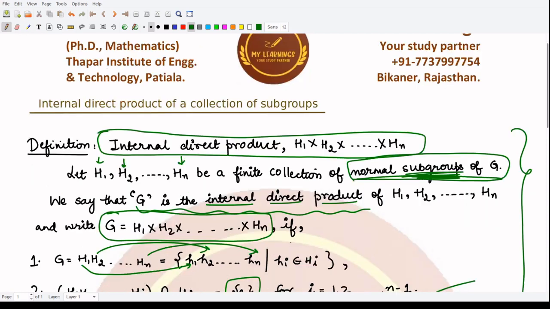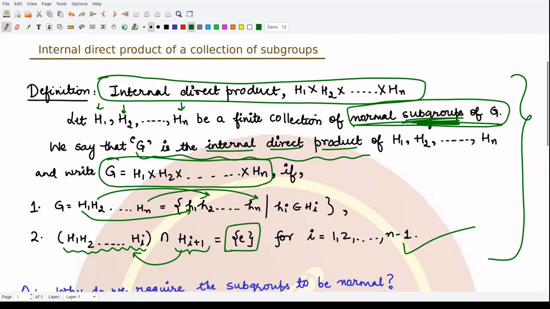So I hope you understood this definition when we are talking about a collection of subgroups, and how in that case we can construct an internal direct product of subgroups. I hope this is clear.